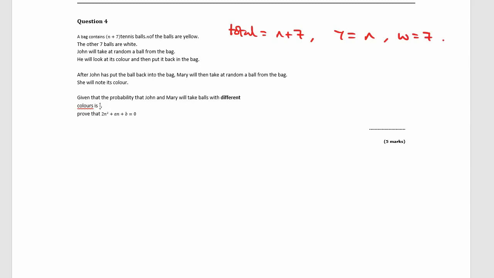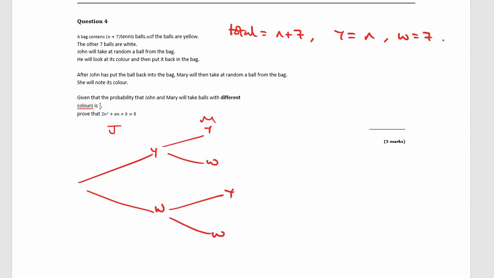After John's put the ball back, Mary will then come out. So given that the probability that John and Mary take different colour balls is 4/9, we're going to have John and we're going to have Mary. So we're going to have yellow, white, yellow, white, yellow, white. Probability of yellow equals n over n plus 7, and the probability of white equals 7 over n plus 7, 7 over the total.